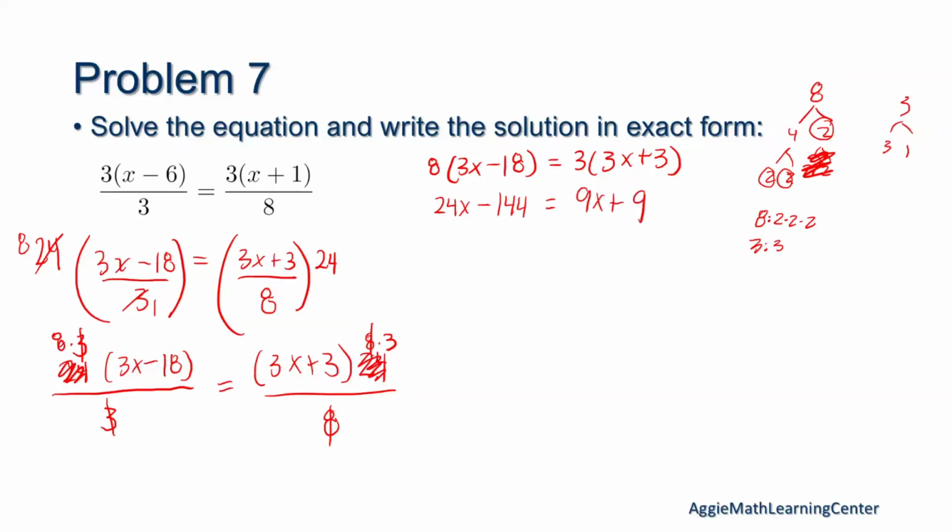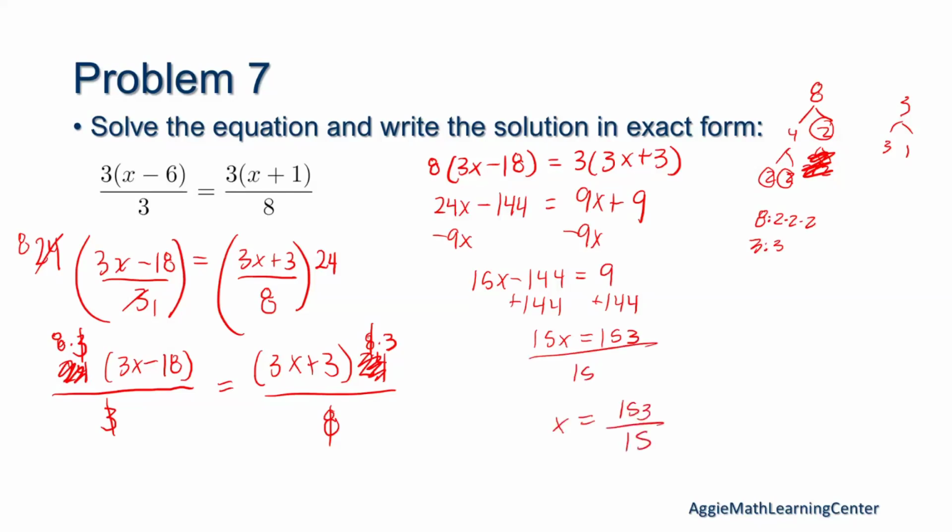That's how we distribute. And then we're going to combine like terms, right? So to do that, how would you start? Subtract 9x. Yes, perfect. So 24x minus 9x will give us 15x minus 144 is equal to 9. And then we'll add 144 to both sides. And that gives us 15x is equal to 153. And then from there, we'll divide by 15, right? To undo that multiplication.